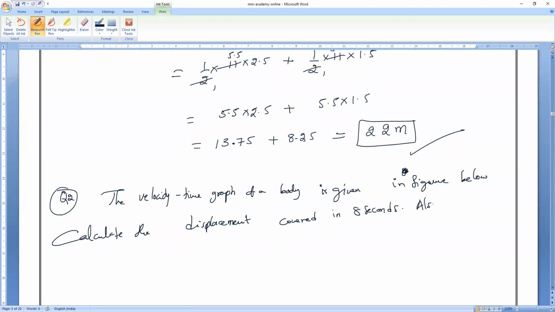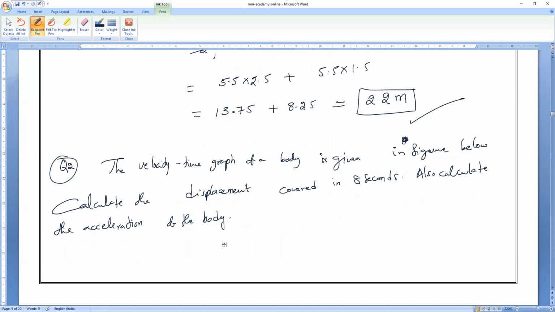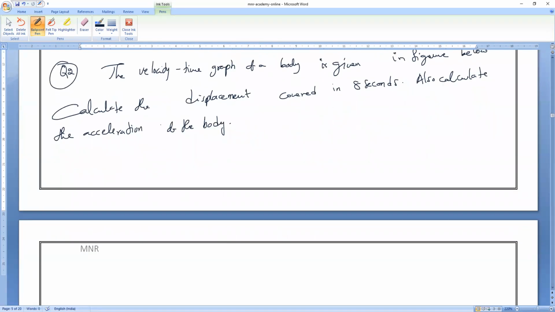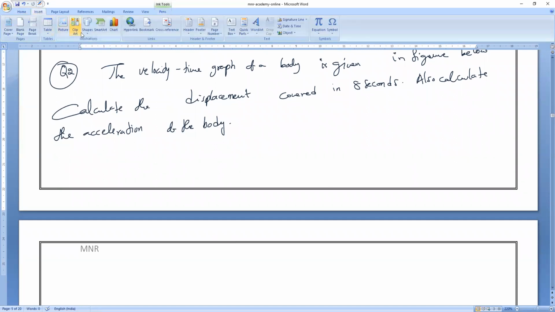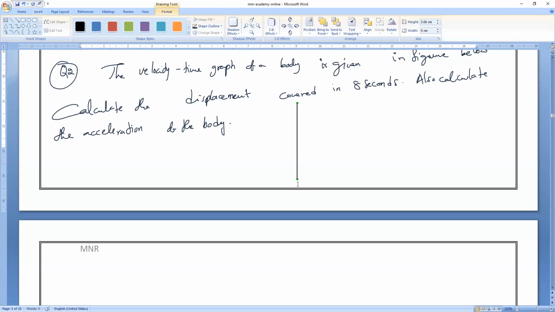Also calculate the acceleration of the body. Is it okay, guys? Calculate the acceleration of the body. Understood? All of you? Yes, sir. Right. I'm drawing the graph here itself. A small graph I will draw, so you people can make it yourself.